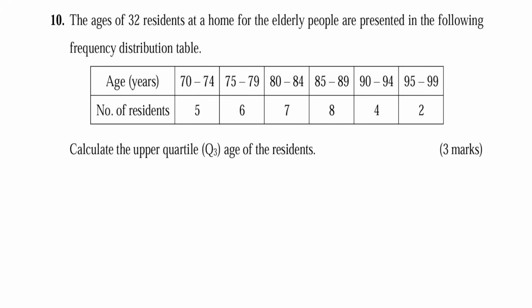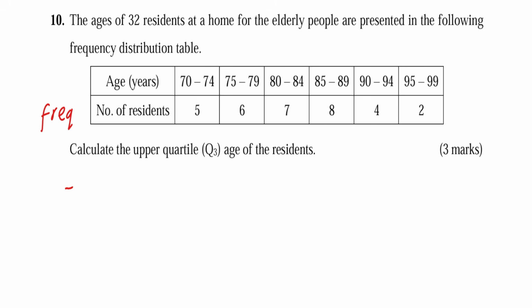Question 10. Now for question 10, you've been told that the ages of 32 residents at a home for the elderly people are presented in the following frequency distribution table. We have the frequency distribution table 70 to 74 until we have 95 to 99. We also have the number of residents, which represents the frequency part. Okay, so it's a very easy question, which I think anyone can solve if you just be keen, guys.